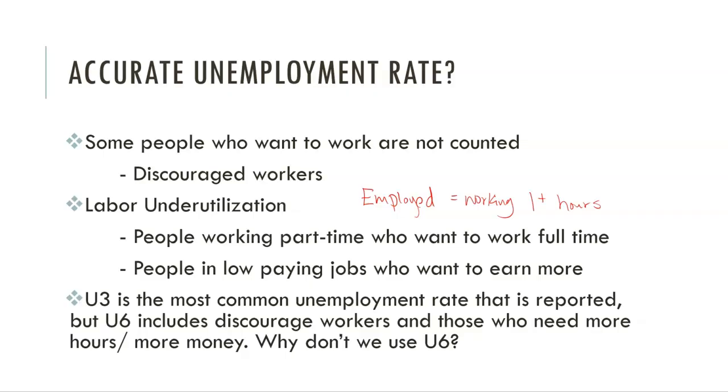Another one that I think is interesting to look at is called U6, and it does include discouraged workers and people who need more hours or more money. So why don't we use U6? Why do we use U3 if U6 encompasses a lot more people?